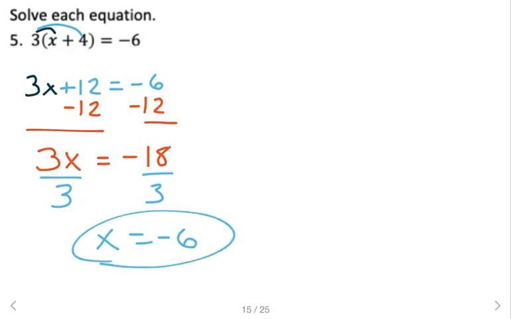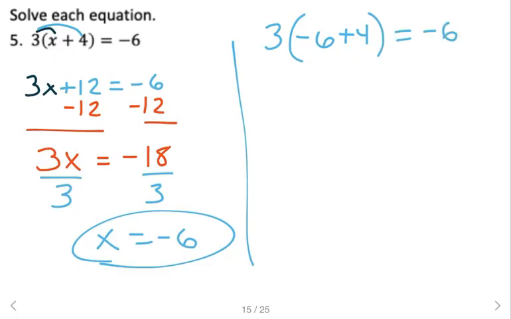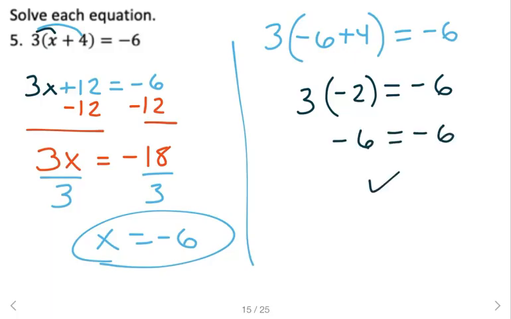We could check this by plugging it back in. And so we'd have 3 times, in parentheses, negative 6 plus 4 equals negative 6. So we can combine the negative 6 and 4 to get negative 2. And then we can multiply it by the 3 in front, and we see that it is, in fact, equal to negative 6. It checks.